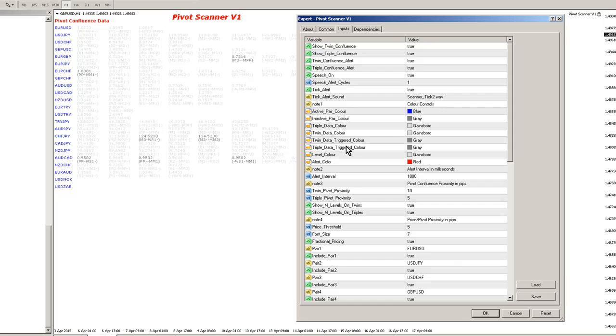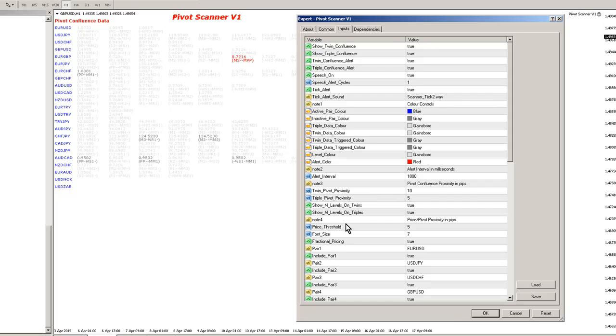Then after that, if you use the tick alert, you'll just hear this ticking sound, and the levels will be highlighted when they're hit. You can change all your colors. You can change alert intervals, obviously proximity levels, i.e. how close the pivot levels are. You can control whether you show twin or triple levels and your intermediate M levels on both the twin and triple pivot confluences. You've got a price threshold, which we talked about before, which controls how close price action is to the levels.